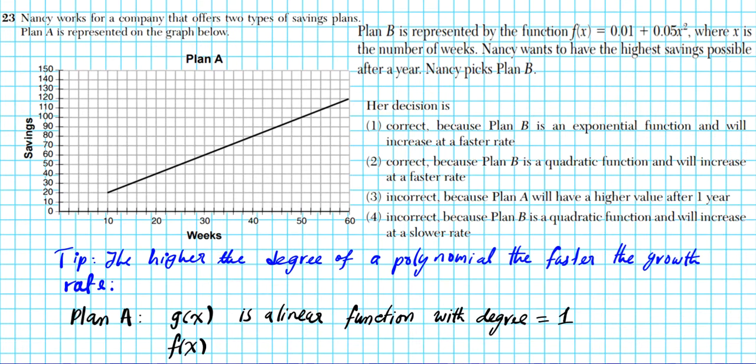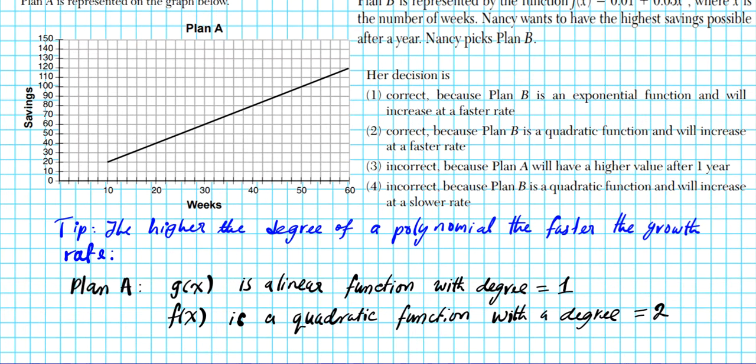Okay, how about f of x? F of x, the highest degree is 2. F of x is a quadratic function with a degree of 2. Okay, so you expect a quadratic to grow faster, but it also depends on where we start. Alright, so let's take a look at the options. Option 1 says that plan B is an exponential function. Is that correct? That's wrong because plan B is a quadratic.